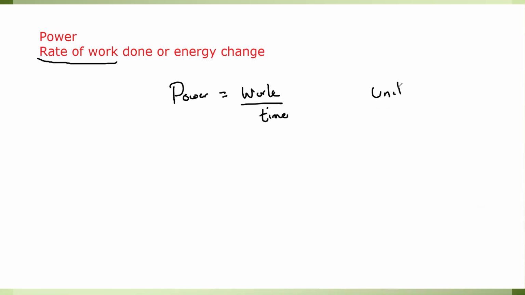What about the unit of power? The unit of work is joules or newton meter, and the unit of time is seconds, so joules per second, and joules per second is also known as watt, denoted by W.